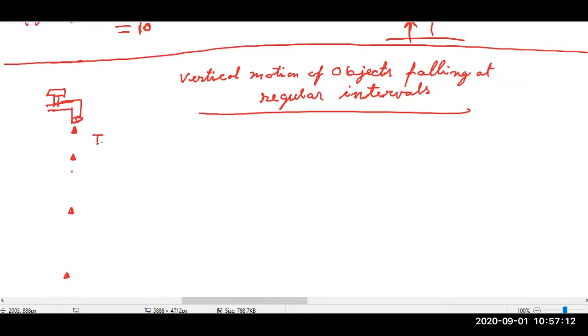So you need to find what is the location of the first drop, what is the location of the second drop, when the fourth drop is being detached from the tap. So these kinds of questions are asked. So what we can do is, see, suppose the time interval is t. This is the time interval between two successive drops, the time interval between consecutive drops.